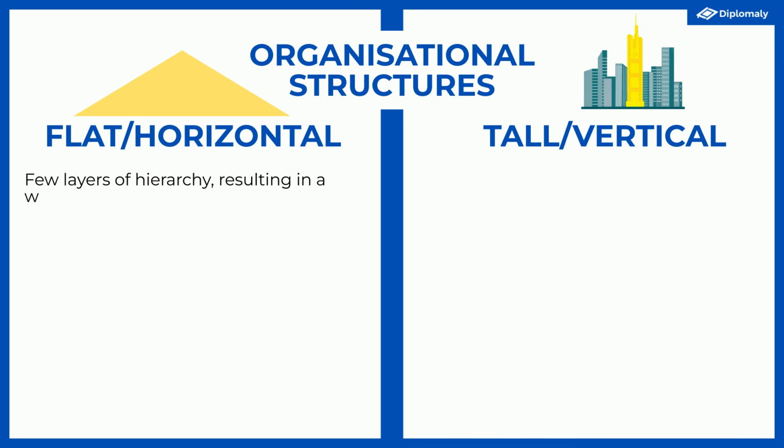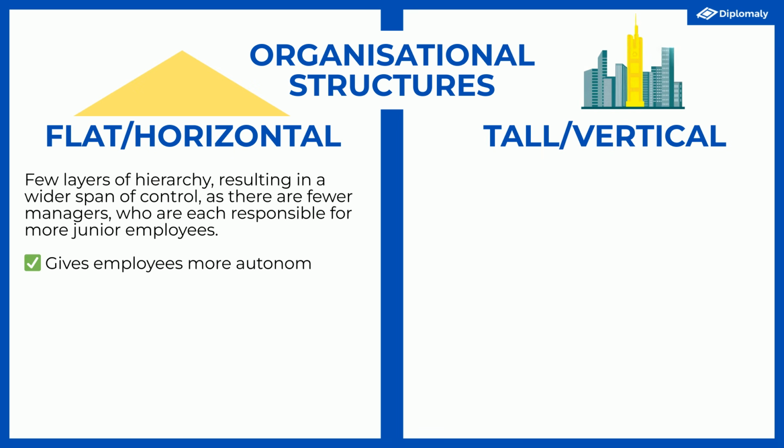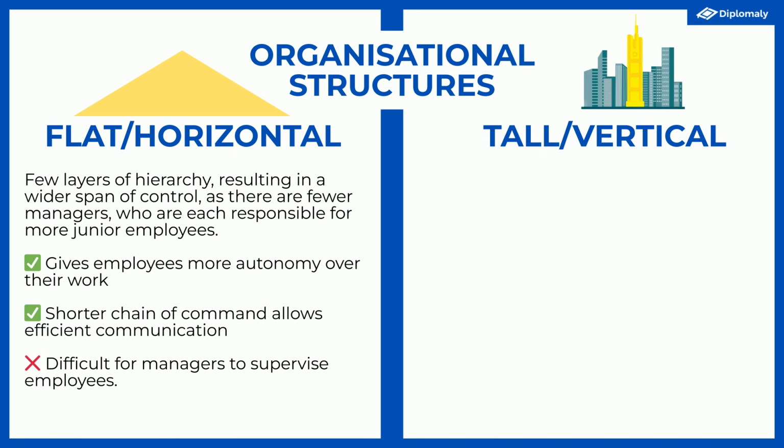In flat organizational structures, there are few layers of hierarchy, resulting in a wider span of control as there are fewer managers, who as a result are each responsible for more junior employees. This is beneficial as it can give these employees more autonomy over their work. However, at the same time, it may make it more difficult for managers to supervise their many employees. With fewer layers of hierarchy, there is also a shorter chain of command, meaning instructions from senior management can be communicated more quickly and efficiently.